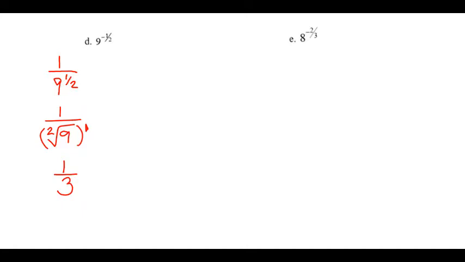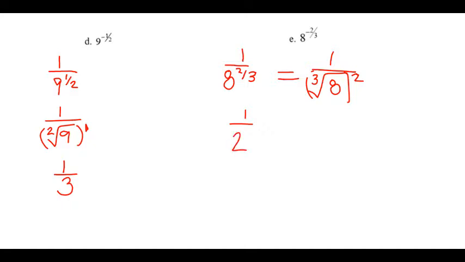All right, we'll do the same thing for E. So we're going to do 1 over 8 to the 2/3 power. And the first thing I'm going to do is write it as a radical so I can simplify it. So I'll have 1 over the cube root of 8, and then that will be squared. So it's going to give me 1 over the cube root of 8 is 2, and then we'll square it. So my final answer will be 1/4.